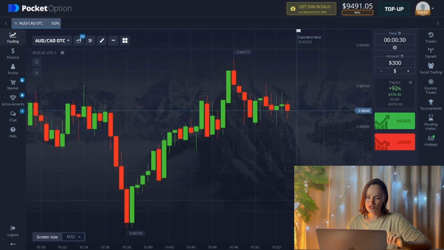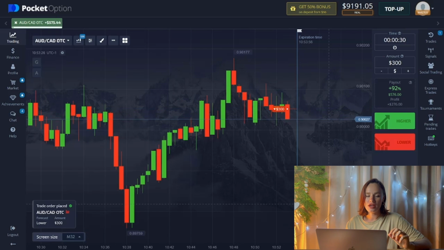Now let's move to the chart and start our breakdown. Let's open Pocket Option. The asset here is the Australian Canadian dollar. We see a general upward price movement and immediately we make a free $100 down trade for 30 seconds.